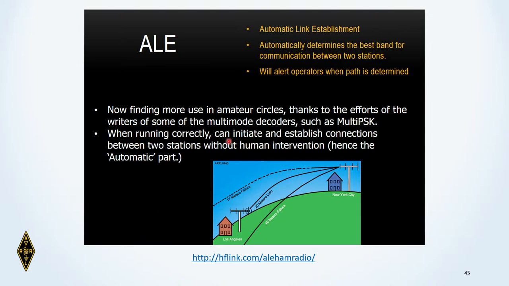So that's kind of cool. It's finding more use amongst amateurs. And there's a website that will give all kinds of information on that. In fact, it's right here. You'll get this in the mailing, or in the link that we send. So that's how we can tell if we've got a path, and the protocol will run without human intervention.